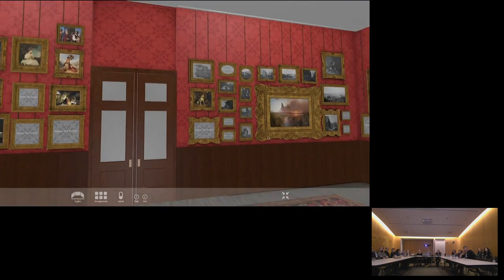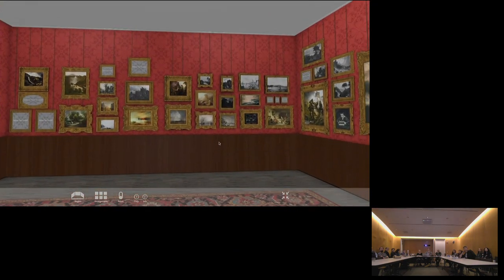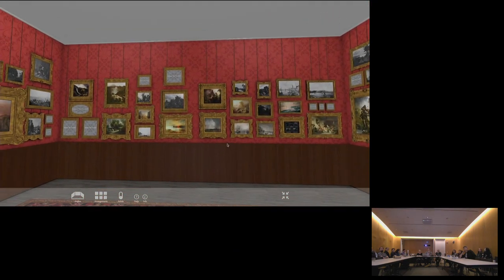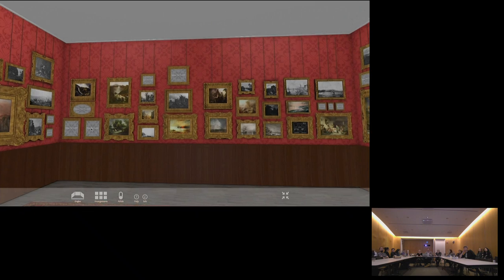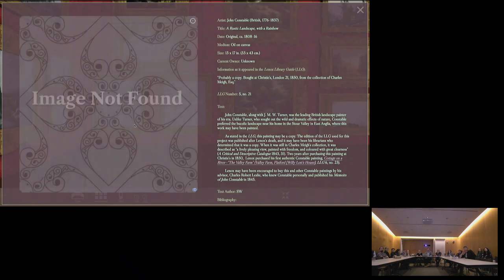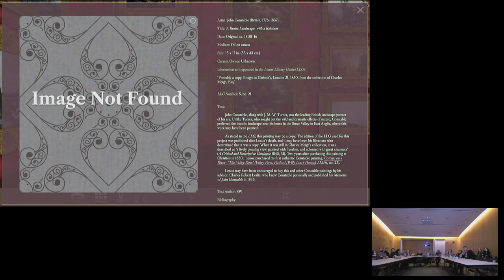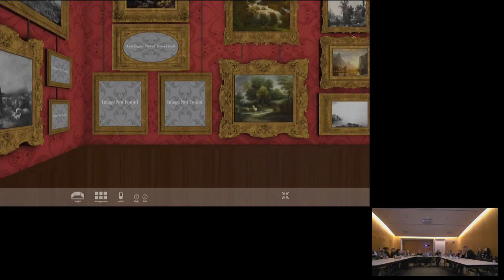When David's doing this, there are some grayed out paintings. These are ones we could not find an image of at all. For some of them, I've included as much biographical information about the painting as we can. In some cases, they were sold at auction where there was a description, and when I have a description, we included that as well. So we used everything we could find.